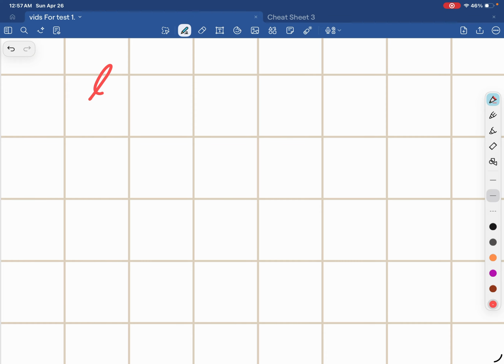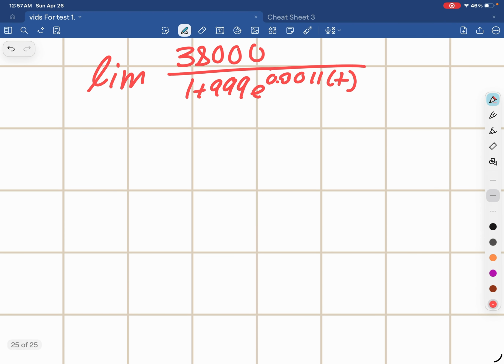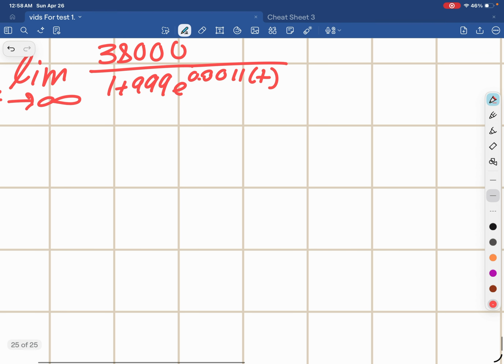We'll write it as limit of 38,000 over 1 plus 999e to the 0.011 times t, and we'll write that as t is approaching infinity. So we'll plug in infinity in this situation.